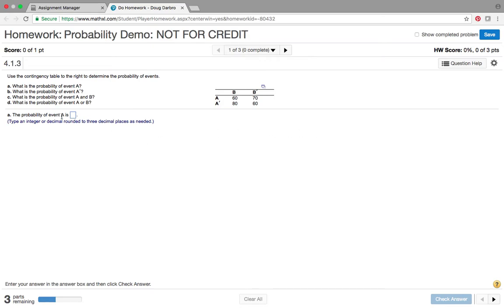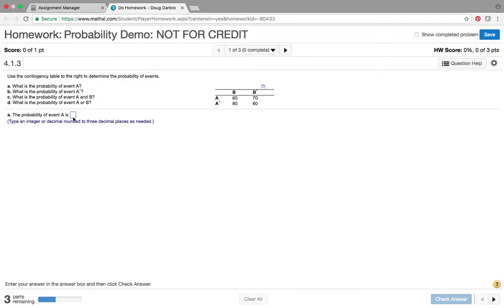So the probability that the event is A. Well, you can see that A has two cases. It's either B or not B, but nevertheless we have 130 A's out of a total of, so I need to add up all the possibilities. So I have 60 plus 70 plus 80 plus 60. So it looks like I have 270, okay?